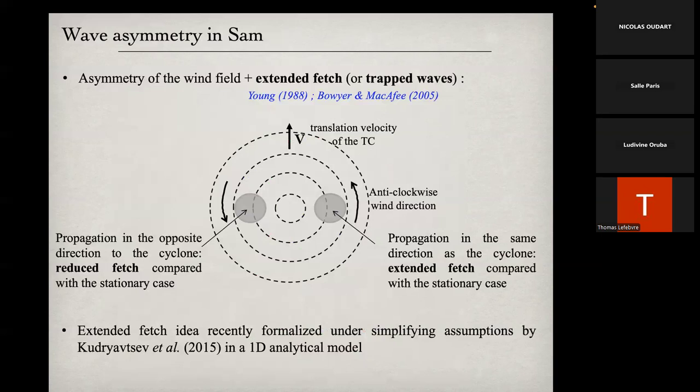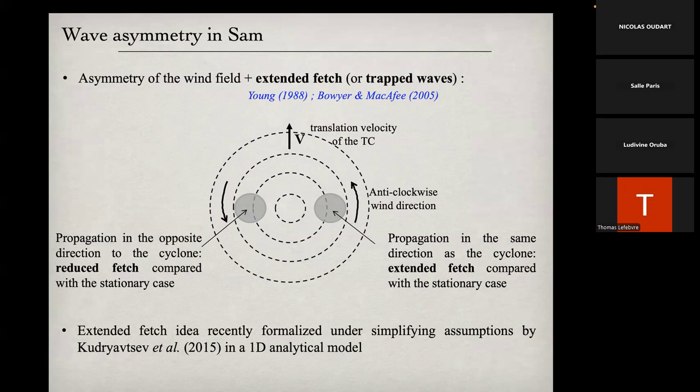The asymmetry of the wave field partly originates from the asymmetry of the winds of the cyclone, but it is also due to a second effect, which is called the extended fetch effect or the trapped waves effect. This effect is described on this picture. You have a cyclone, which is moving up the slide at the velocity v.